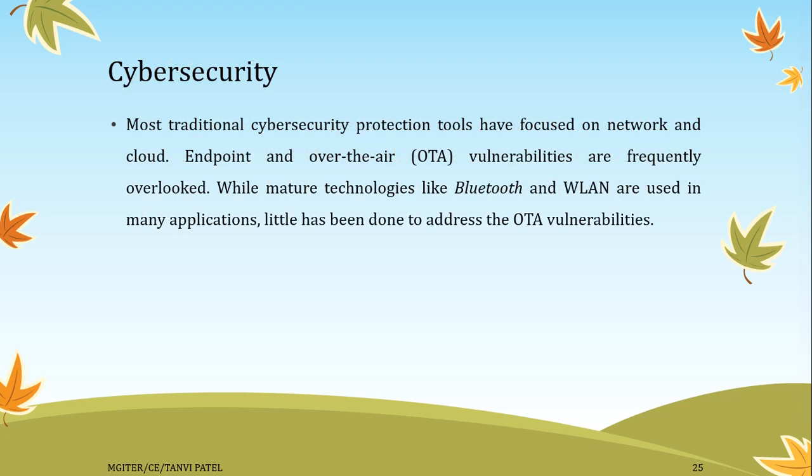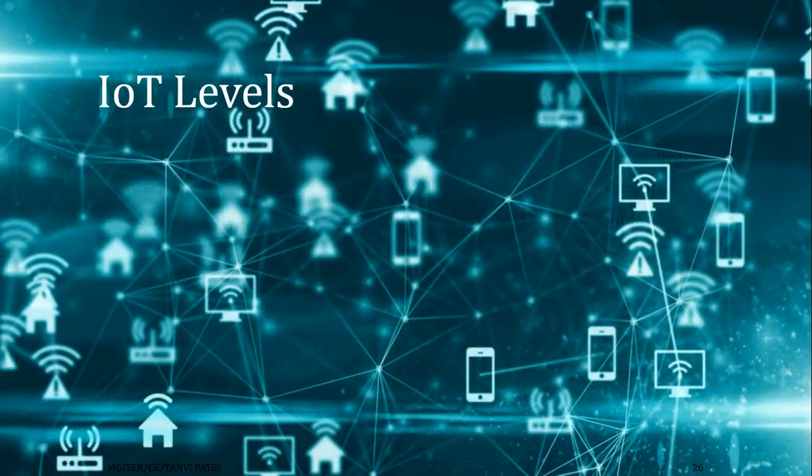Most traditional cybersecurity protection tools have focused on network and cloud. Endpoint and over the air vulnerabilities are frequently overlooked. While mature technologies like Bluetooth and wireless LAN are used in many applications, little has been done to address the OTA vulnerabilities. That is the weakness of the system.